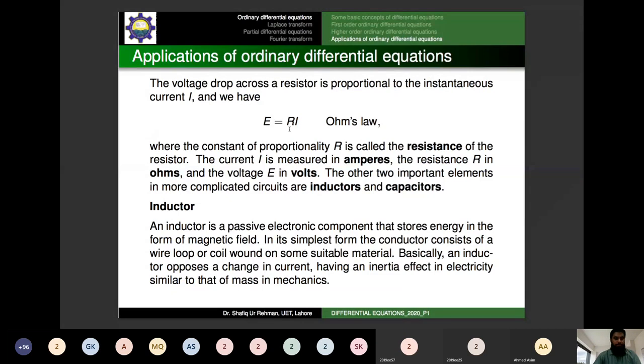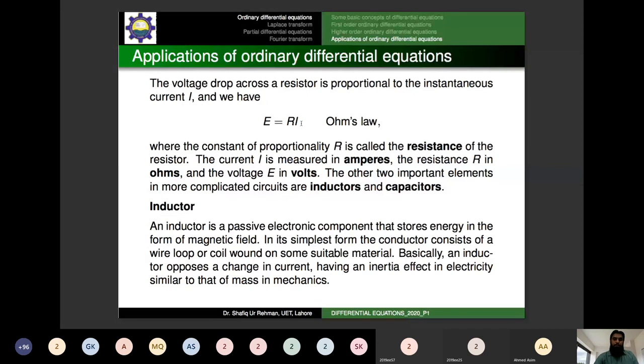Capital E stands for voltage or electromotive force. Capital I stands for current, and R, the constant of proportionality, is called the resistance of the resistor. If you look into the units, the current is measured in amperes, the resistance capital R in ohms, and the voltage in volts.